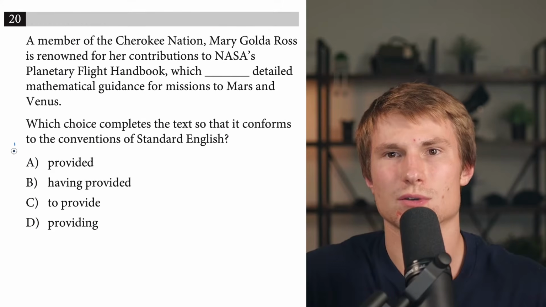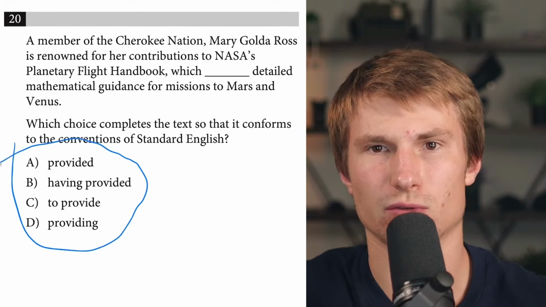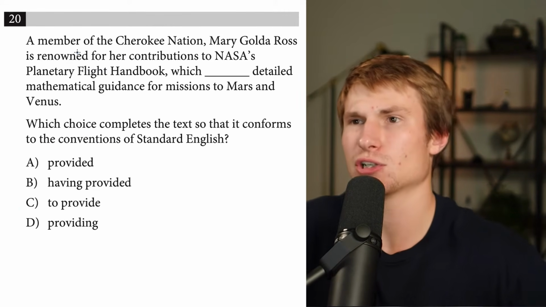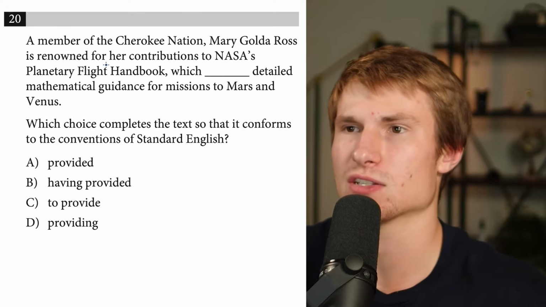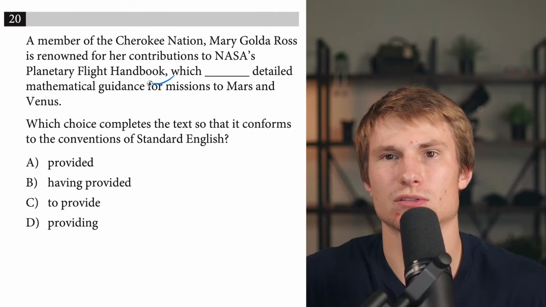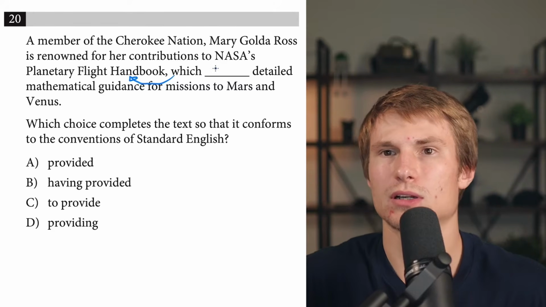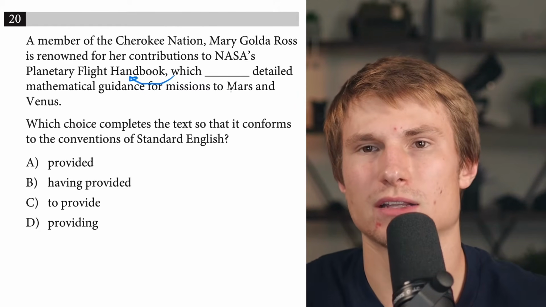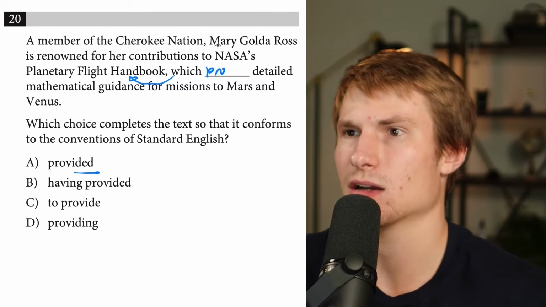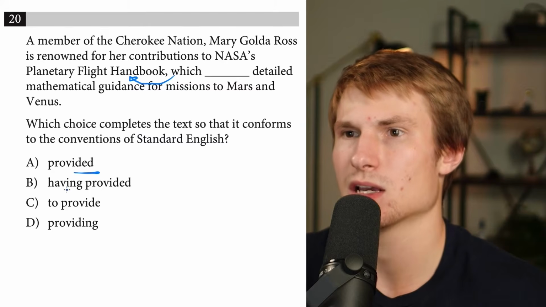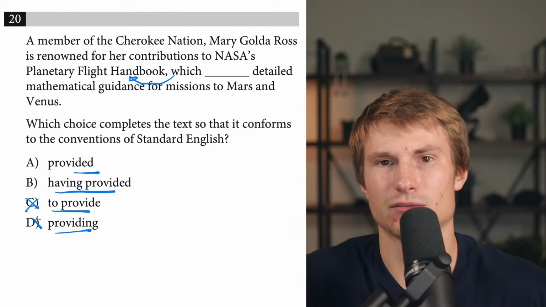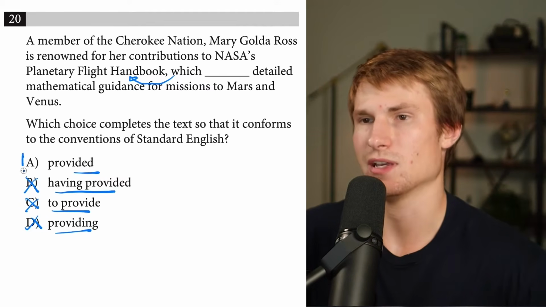Question 20, it looks like we're on the writing section now because we've got all these different forms of provide. We're asked which choice completes the text that conforms to the conventions of standard English. A member of the Cherokee Nation, Mary Golda Ross, is renowned for her contributions to NASA's planetary flight book, which is going to refer back to the planetary flight book, blank detailed mathematical guidance for missions to Mars and Venus. Okay, we'd have to have provided past tense there, okay, because ultimately we are dealing with the past tense. Okay, it's not having provided or to provide. This would be in the infinitive. Okay, it's not providing, it would just be provided. So our answer there would have to be answer choice A.